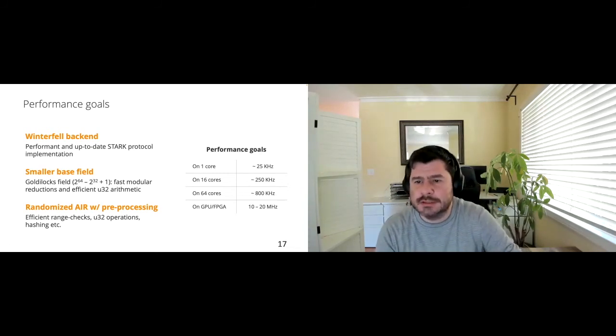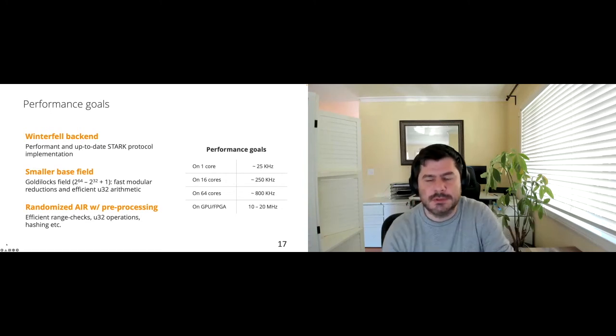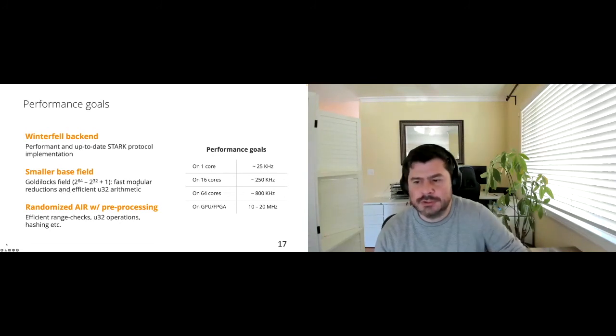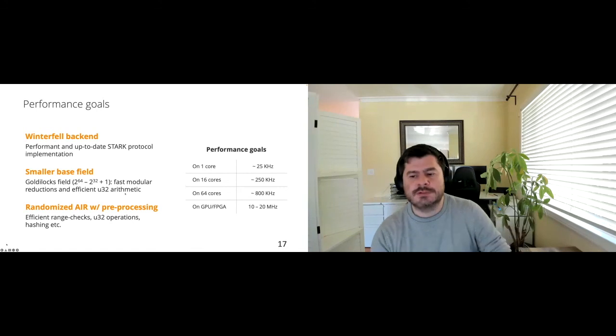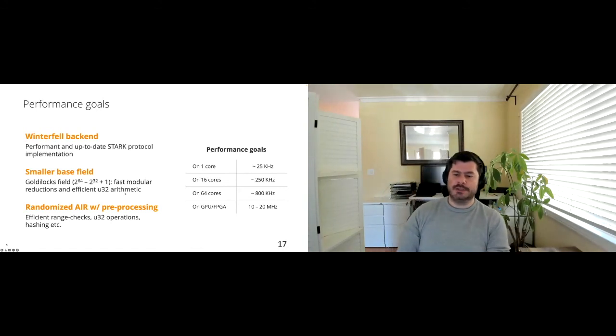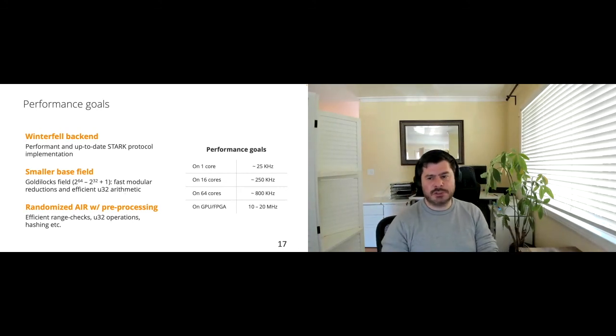Some of the ways to get there: first of all, we're using Winterfell as a backend, which is a very performant and up-to-date STARK protocol implementation. We're using the Goldilocks field, the same field that is being used by Polygon Zero at this point in time, which has very fast modular reductions and quite a few other attractive properties. And also we will be using randomized AIR with preprocessing to do, for example, range checks efficiently, and 32-bit operations and so forth.